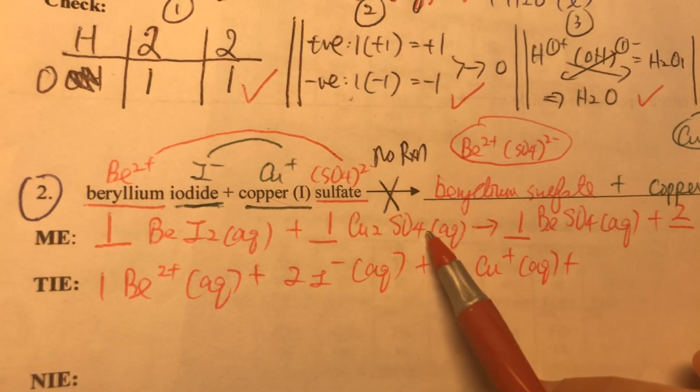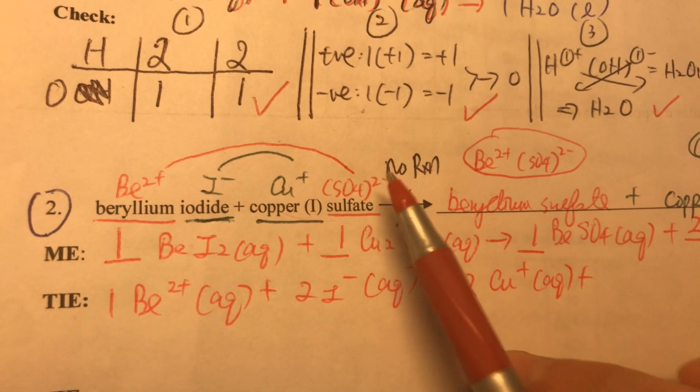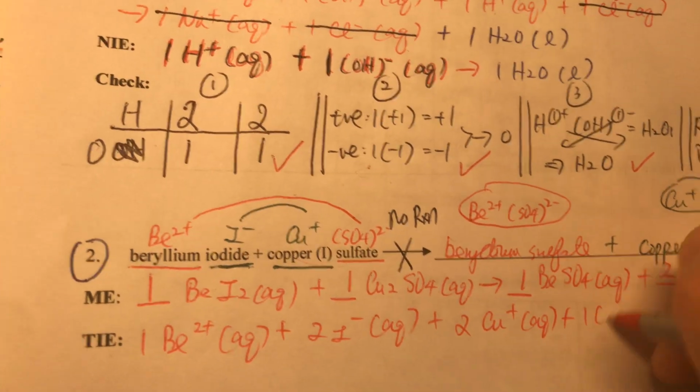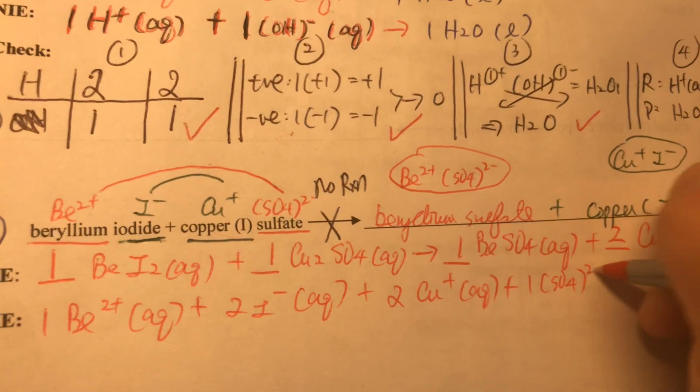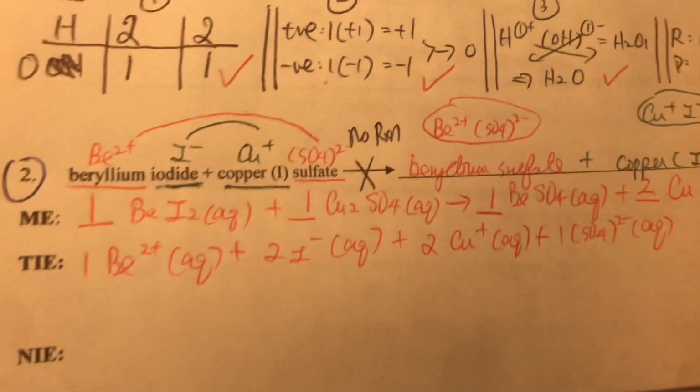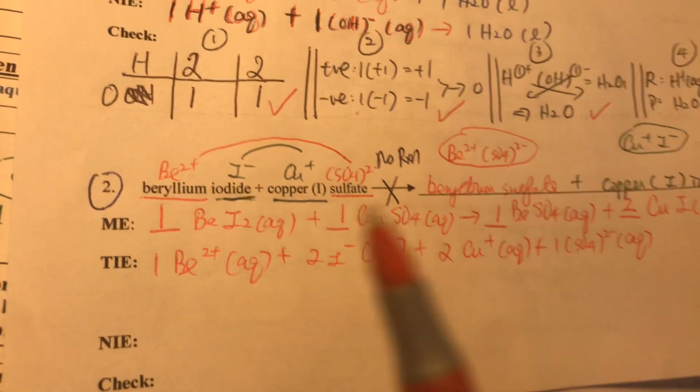I got 1 SO4. SO4 what? SO4 2 minus AQ. 1 SO4 2 minus AQ. So this is what happened on the left side.